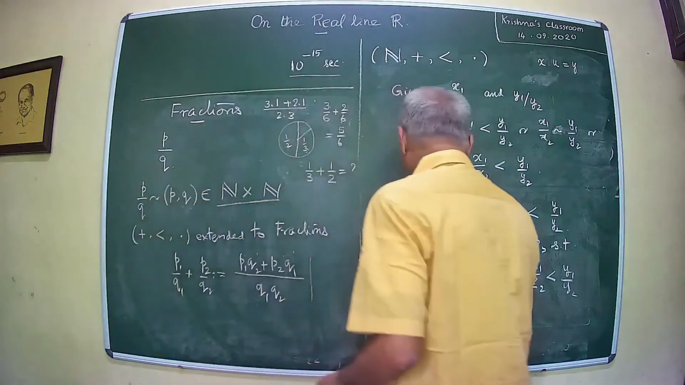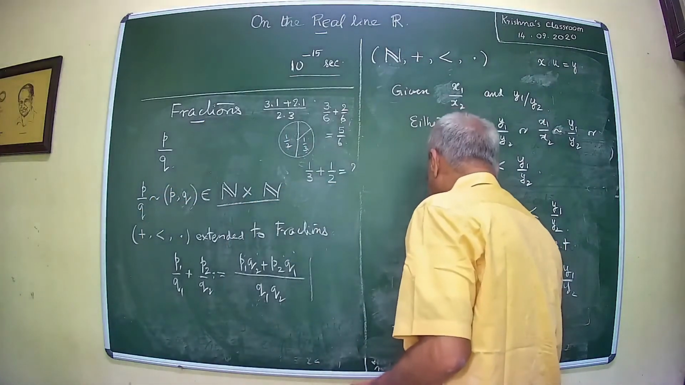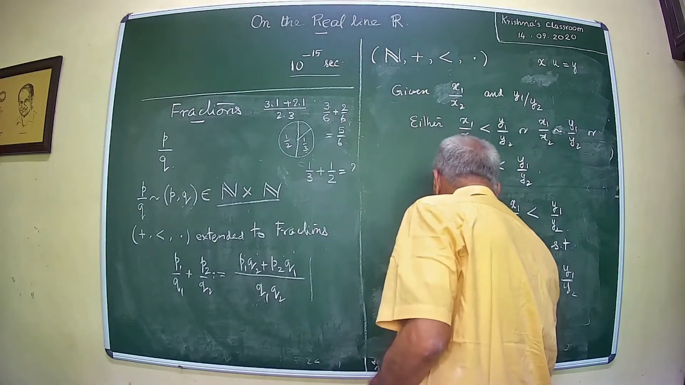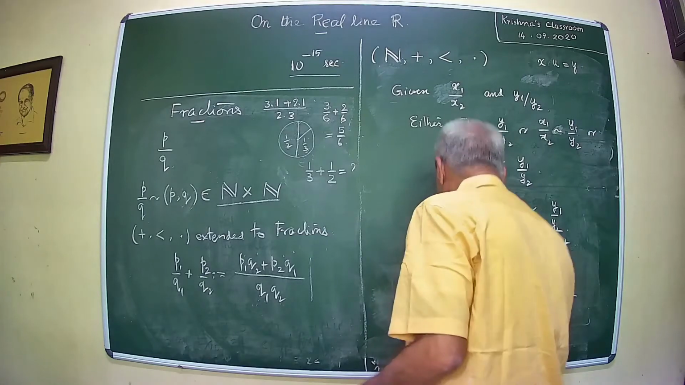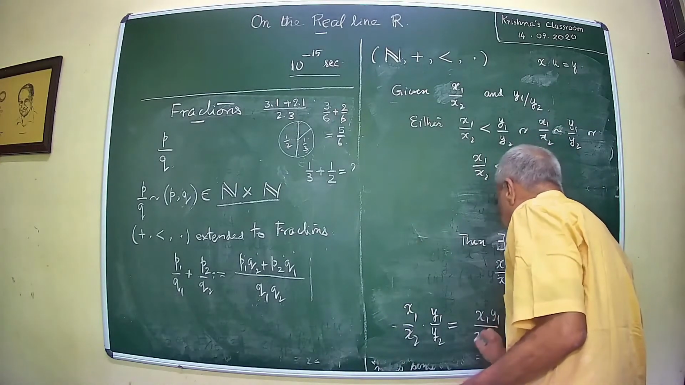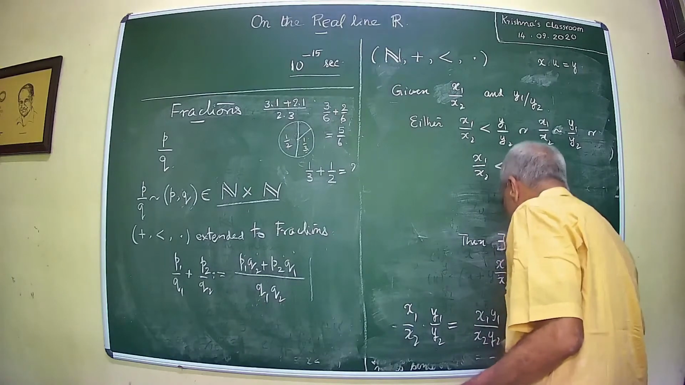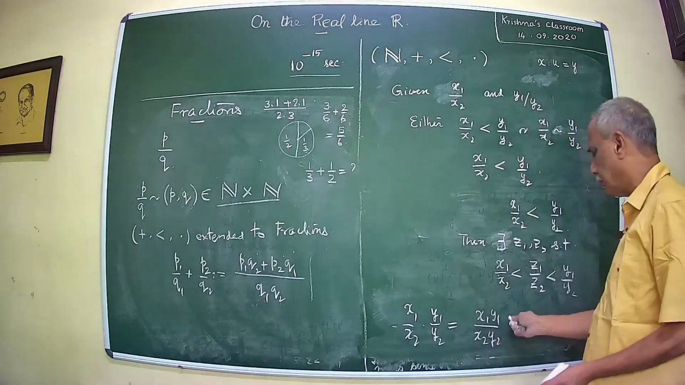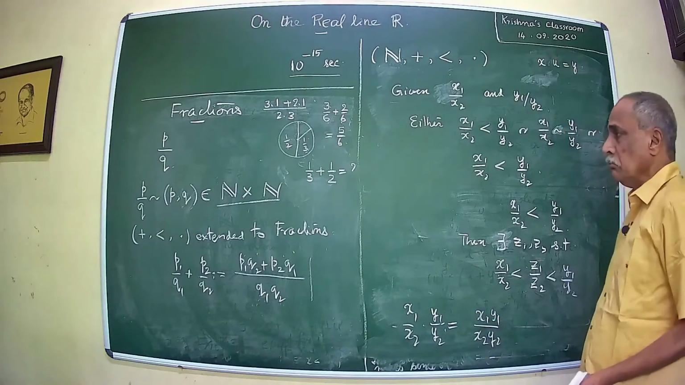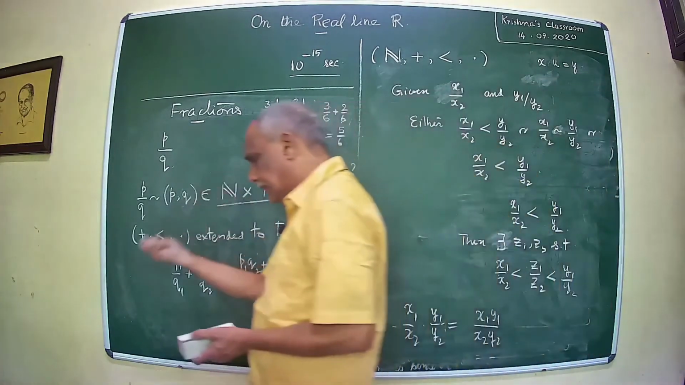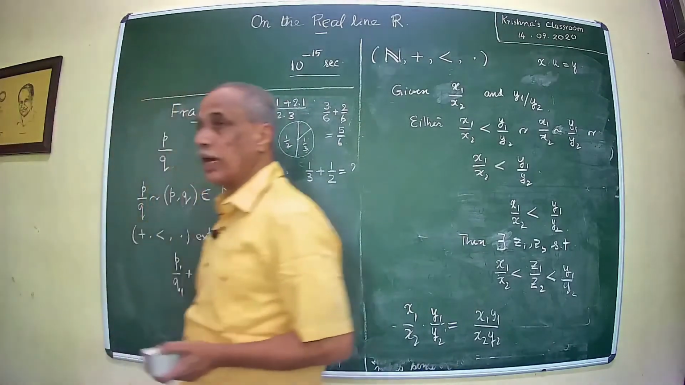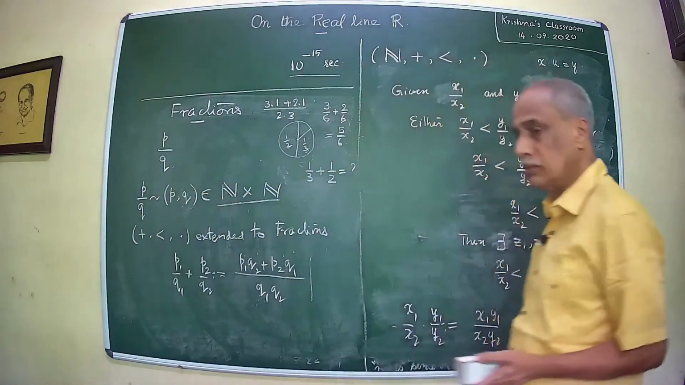Then of course you have the multiplication defined, x1 by x2 into y1 by y2. That is pretty straightforward. This is x1 y1 by x2 y2. It is the ordered pair x1 y1 comma x2 y2. This is the definition of multiplication. So you have addition, multiplication and order structure extended to the fractions.